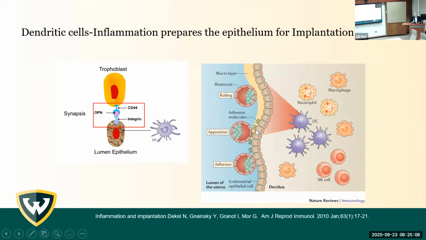So, in conclusion, what I have shown you very quickly is that the process of blastocyst attachment to the epithelium depends on an inflammatory process that we think is mainly led by dendritic cells as well as other cells, but the dendritic cells are critical and they are responsible for removing the mucins and allowing the exposure of adhesion molecules. So the process of attachment of the blastocyst to the epithelium of the uterus is an inflammatory process and requires this type of cells.